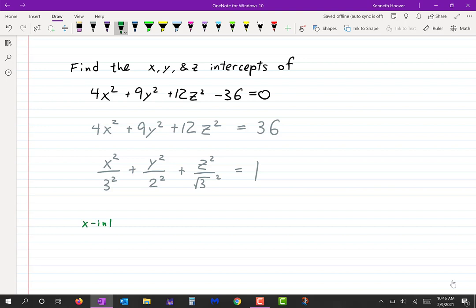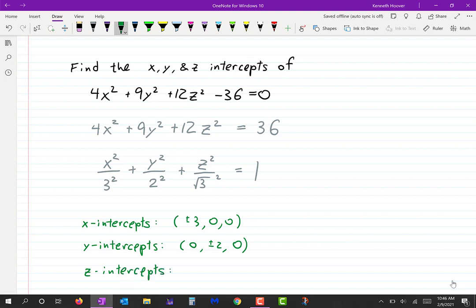The x-intercepts are plus and minus 3, 0, 0. The y-intercepts are 0, plus and minus 2, 0. And the z-intercepts are 0, 0, plus and minus square root of 3. It's just from these three numbers and the fact that the center is at the origin.